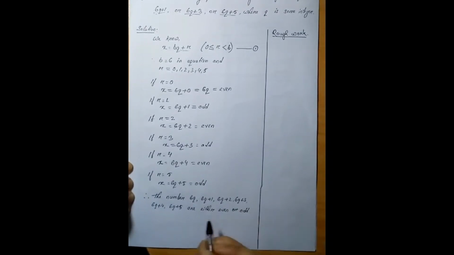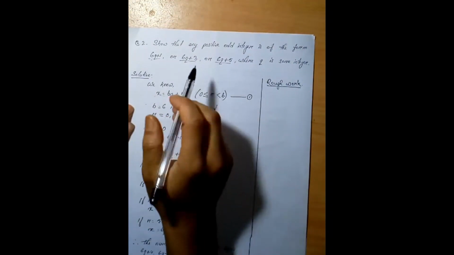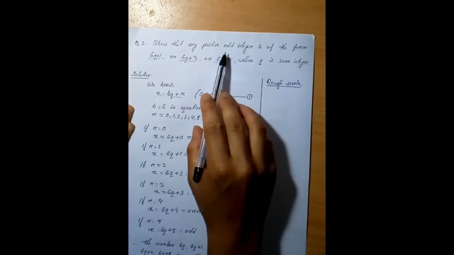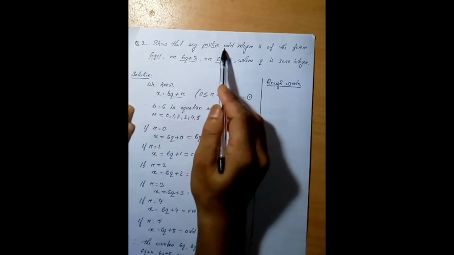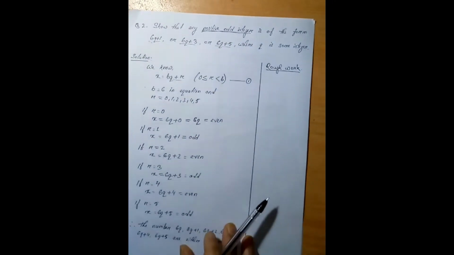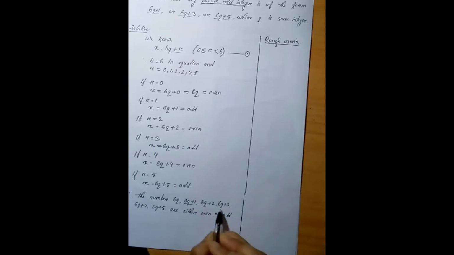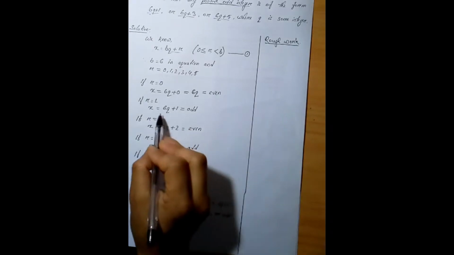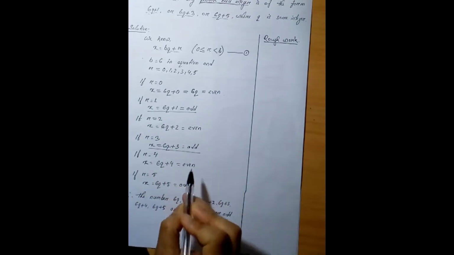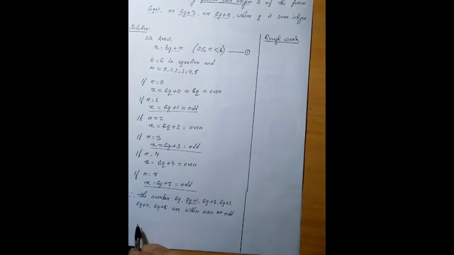They are either even or odd numbers, but in the question we need to find the positive odd integer. Here all are positive integers, but the odd numbers are these. This is the odd number, this is the odd number, and this is the odd number. So we need to get those numbers.